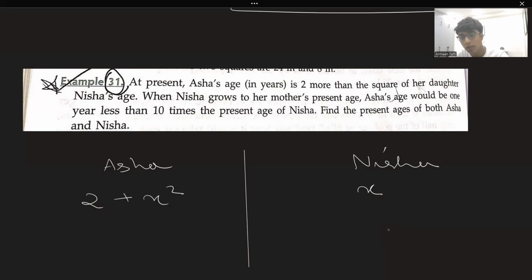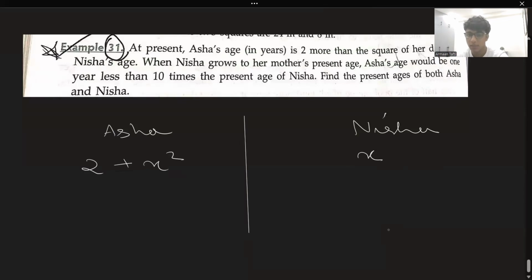So when Nisha grows to her mother's present age, okay, this is a bit tricky. So when Nisha grows to her mother's present age, that means how much later will she become 2 plus x square years old? This will be 2 plus x square minus x years down the line, right? Because it'll take her this long to become that age.